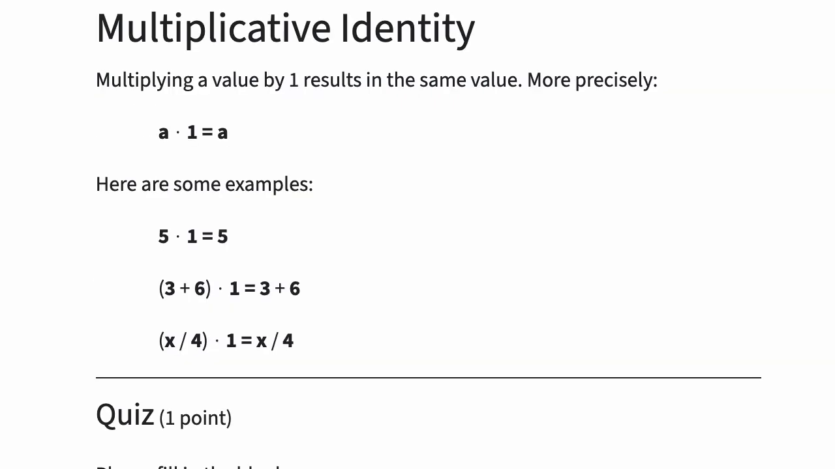The multiplicative identity property says that multiplying a value by 1 results in the same value. More precisely, a times 1 equals a. Here are some examples. 5 times 1 equals 5. 3 plus 6 times 1 equals 3 plus 6. And x divided by 4 times 1 is equal to x divided by 4.